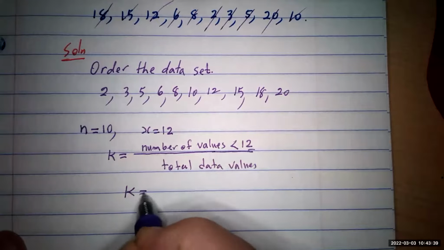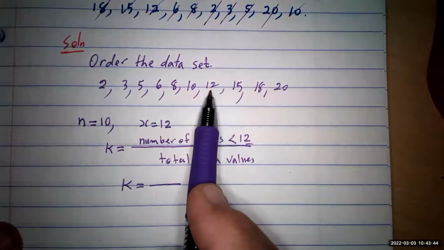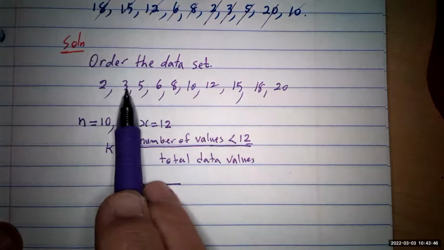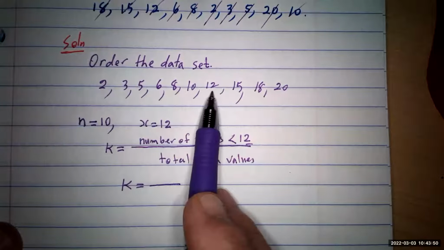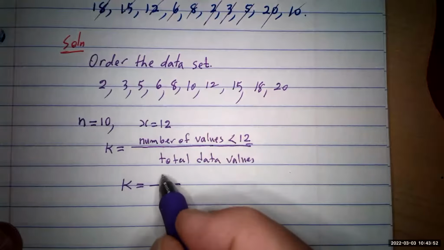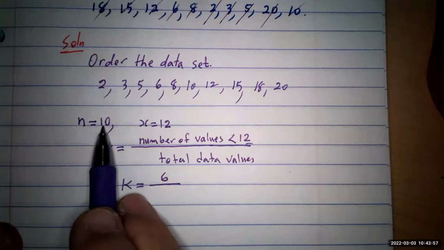So k is equal to, so we start counting. You see, this is the 12. You count 1, 2, 3, 4, 5, 6. So 6 numbers less than 12. So the top would be 6. The bottom one, the total number of observations, is 10.